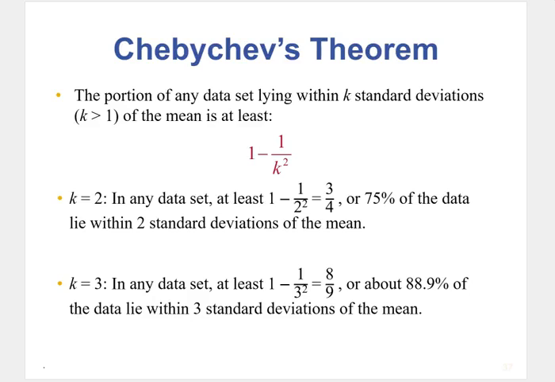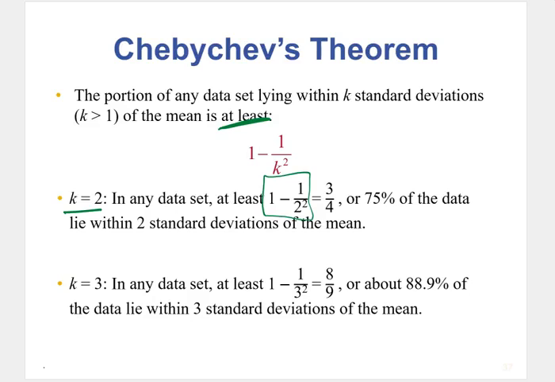So if I wanted to find the portion of my data that's 2 standard deviations away, so that's going to be k equals 2, I'm going to put 2 into that formula, and I get 3/4. So that means that at least 75% of the data is going to be within 2 standard deviations. And if your data happens to be a pretty bell-shaped distribution, that's going to be 95, right? And 95 is much higher than 75, which is fine. It's at least 75. So Chebyshev's does fit in this situation.